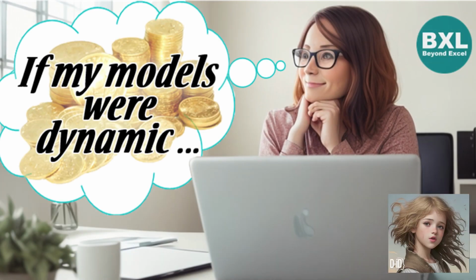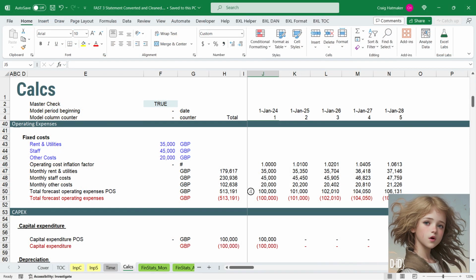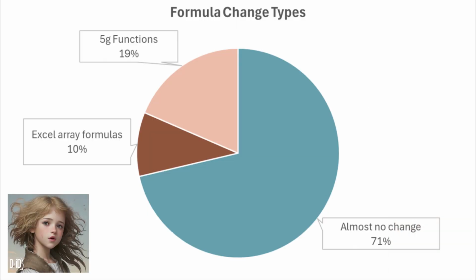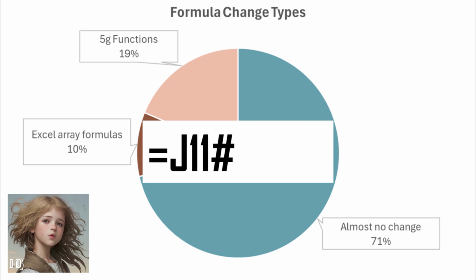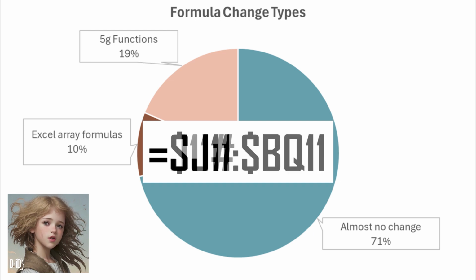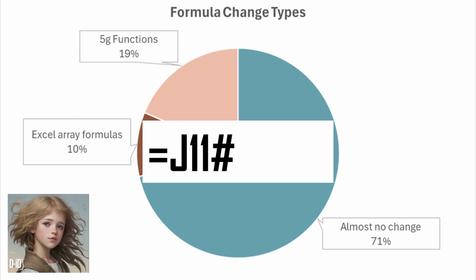Dynamic arrays are a revolutionary way to model. This video demonstrates how modelling with dynamic array formulas is very much like, and even easier than, modelling with traditional formulas. Roughly 70% of the formulas will need only a minor change to switch from range references to dynamic array references. This switch sometimes shrinks the original formulas.